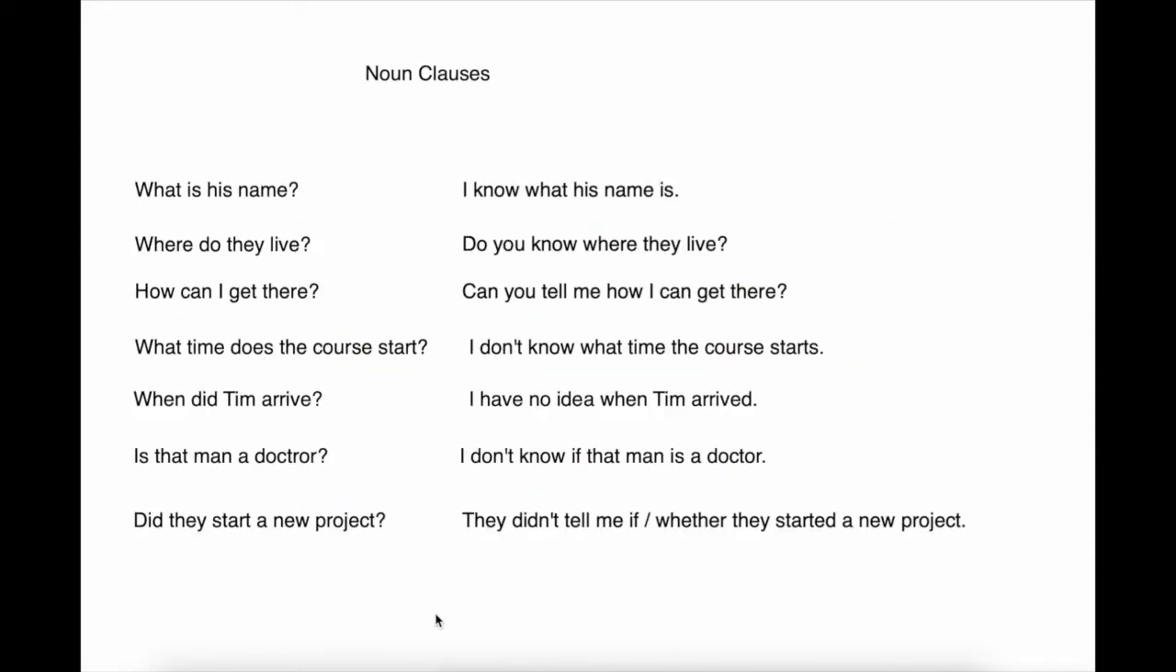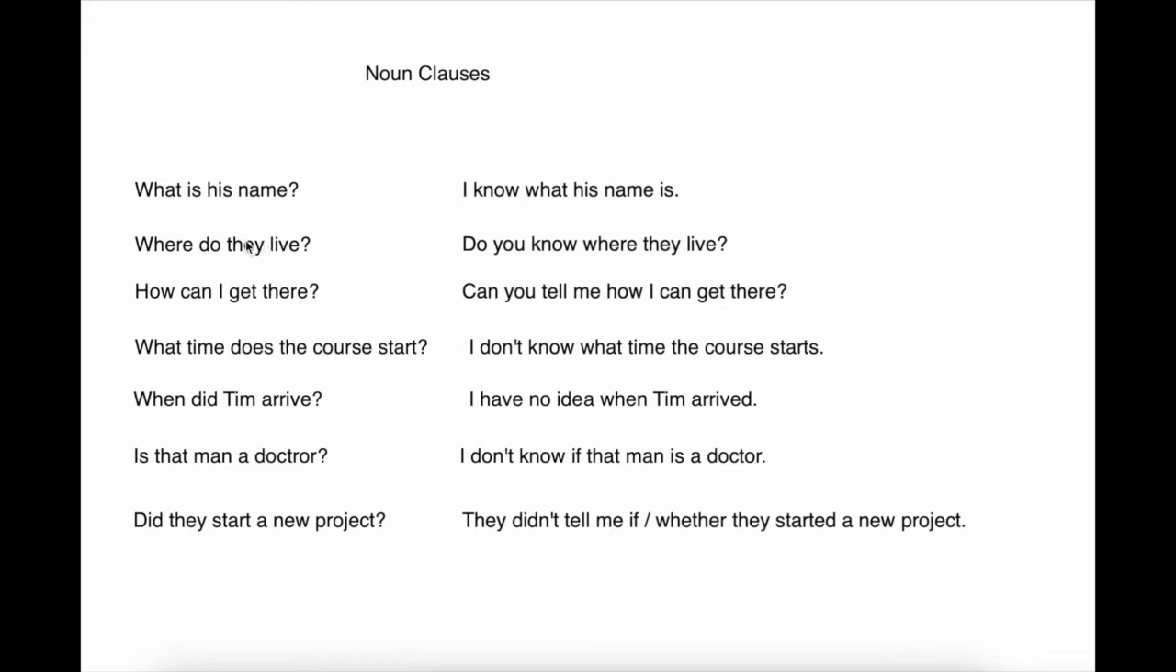Now, we see noun clauses in different forms. One is, I know what his name is. This is the question: What's his name? If I want to use this in a noun clause, and I need the main clause, that is, I know, then this part should be in regular form, not in question form, in affirmative form. That means I know what his name is. İsminin ne olduğunu biliyorum.